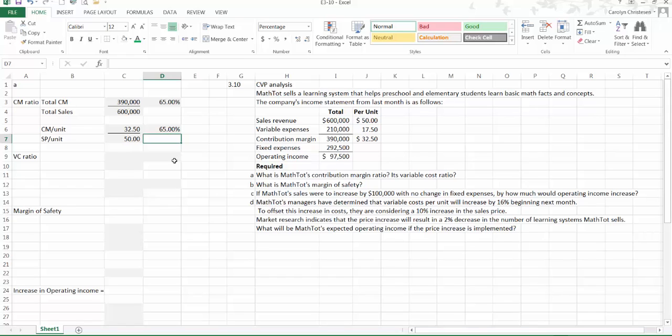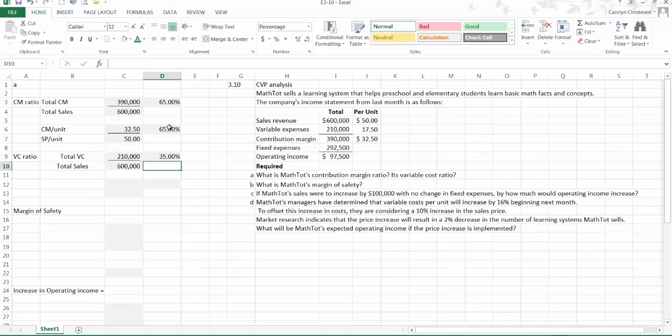Okay, so the second thing they want us to do is the variable cost ratio, which is very similar. That's the ratio of variable expenses to our sales. So let's do the same thing again. We can take our total variable costs and we can divide them by total sales. So our total variable costs here are $210,000, and again our sales are $600,000. We're going to divide those and get 35%.